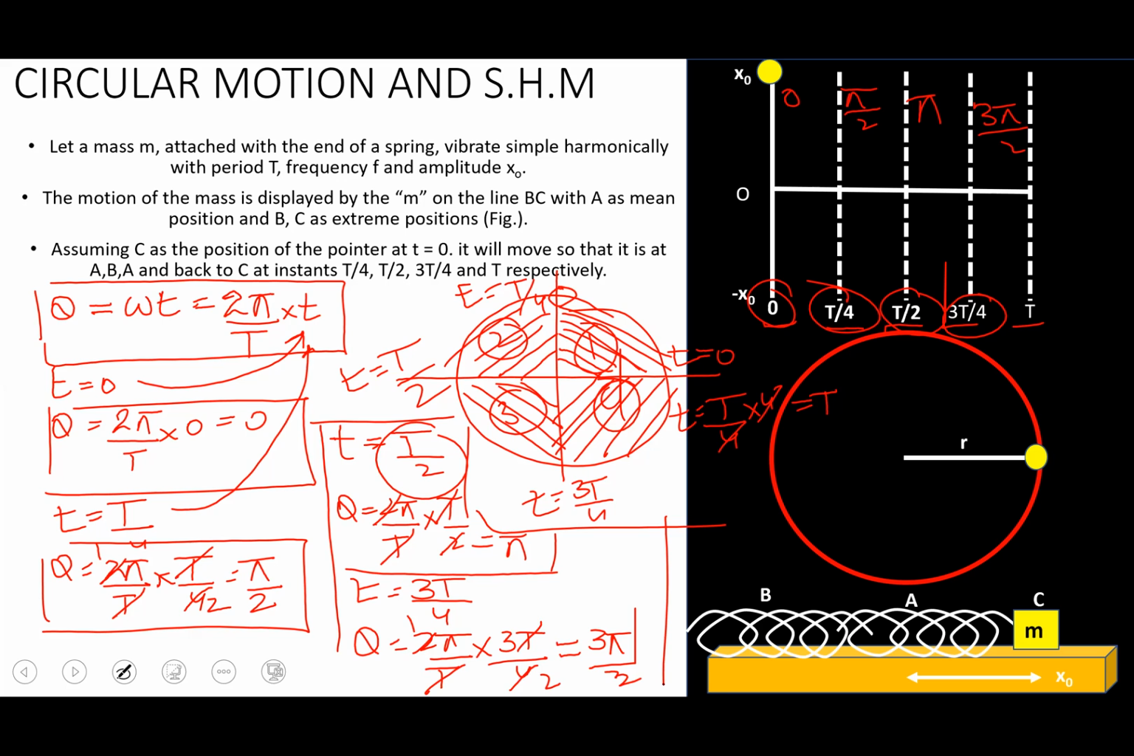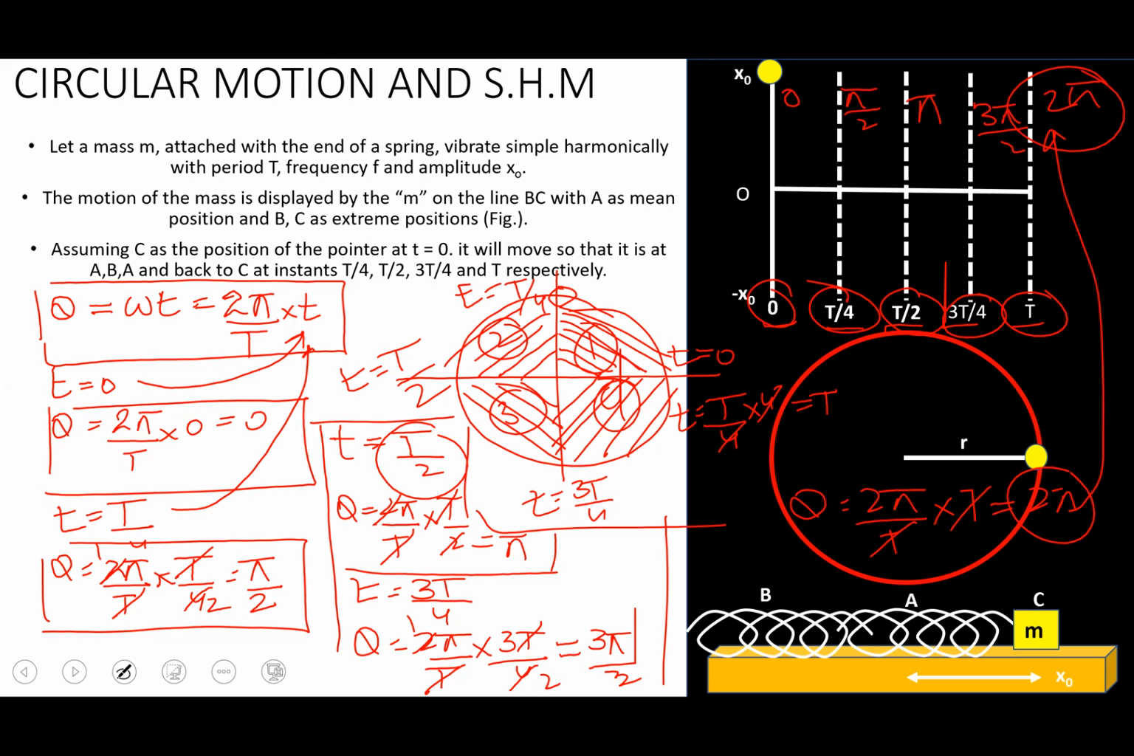Last but not the least, let's put the value of t equal to capital T. So for that, theta will be equal to 2 pi divided by T multiplied by T. So this T cancels out with this T. So our answer will be equal to 2 pi. Putting the value of 2 pi over here. So at T, it has covered the whole distance or whole circumference, which is 2 pi.